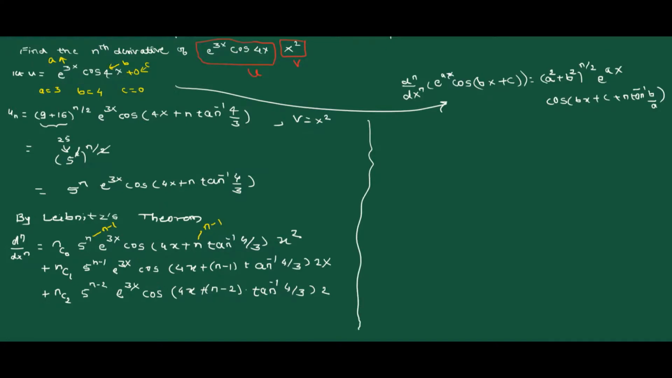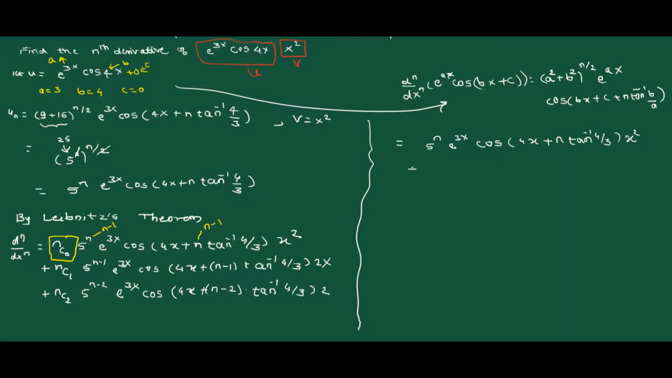So next we can write this is equal to, substitute the value for this first nC0. What is the nC0 value? nC0 value is 1. So I will not write that term. The remaining terms I will write, that is 5 raised to n e raised to 3x cos(4x plus n into tan inverse 4 by 3), bracket complete, x square.